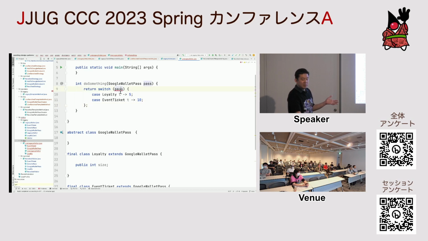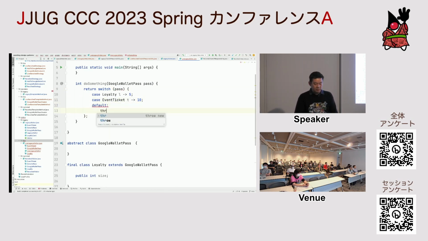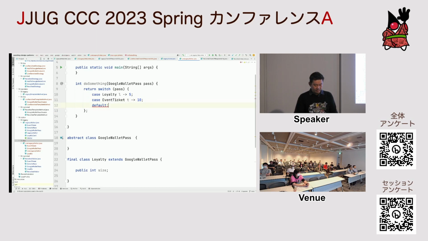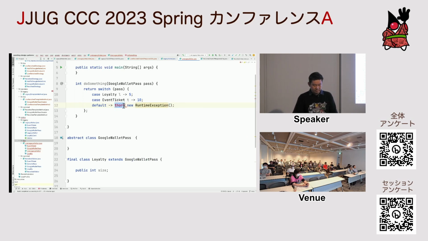But I have a compile time error. Why is that? Because I didn't cover all the possible use cases. So I'm forced to do a default. Default throw new runtime exception. The problem with this code is that it gives me a runtime exception and not a compile time error, which is the benefit of using the visitor. How can I fix this?